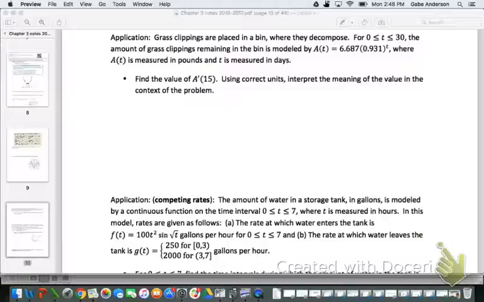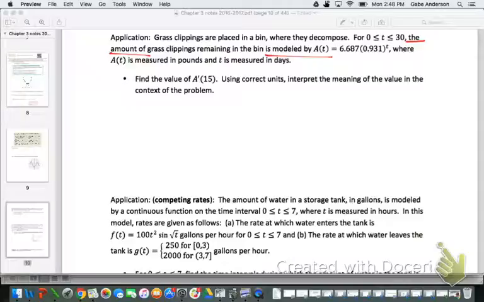Can you guys tell me this right now? This question might seem silly, but I think it's worth asking. You'll see why in a second. Is A of t an amount or a rate? Rate. It's an amount. Pounds. It does say the amount of grass clippings is modeled by A of t, where A of t is measured in pounds, t is measured in days. So what would you say the units on A of t would be? Pounds, right? So our ability to discern between an amount and a rate is really important. So A of t is an amount.